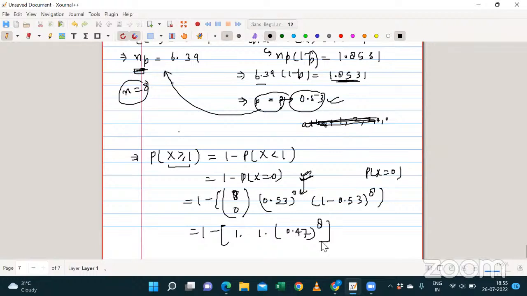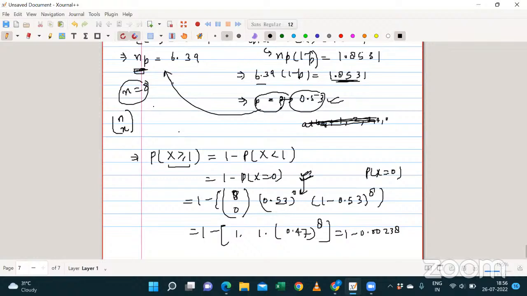So just calculate the value of 0.47 raised to power 8. No, I think I swapped the exponents for those two. Yes, yeah. I think you did 0.53 raised to power 8, right? Yeah. That is the problem.